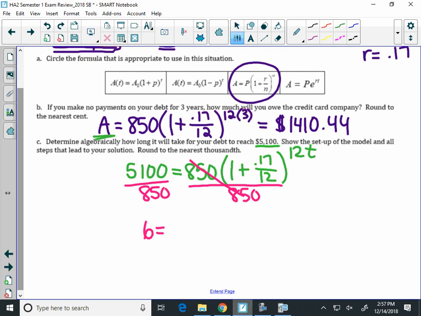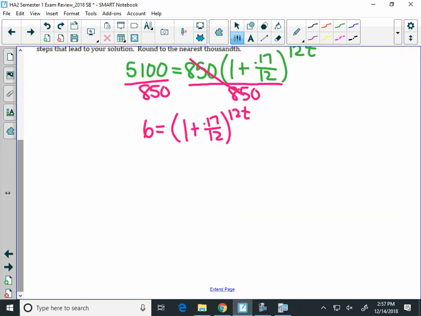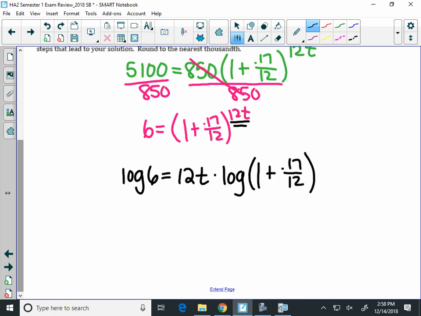So you want to know until the amount is 6 times as large. So you have (1 plus 0.17 over 12) to the 12t. Now, in order to get the variable out of the exponent, you have to use the logarithm. We're going to use our common log this time. Log of 6 equals, that exponent's going to pop down in front, 12t times the log of this whole yucky looking mess.